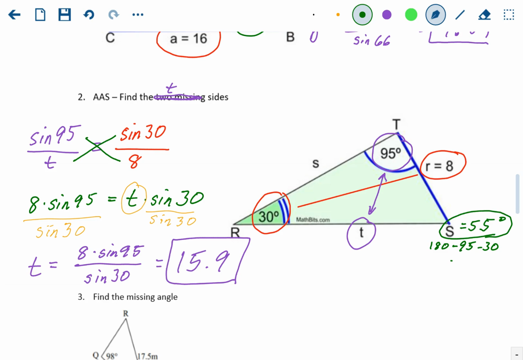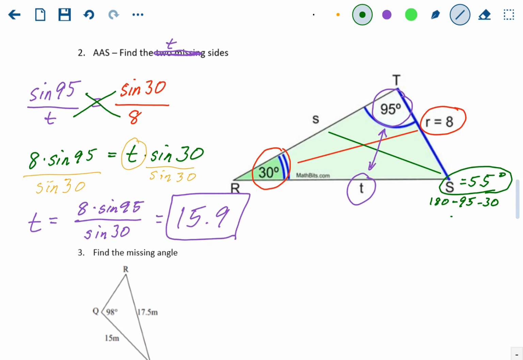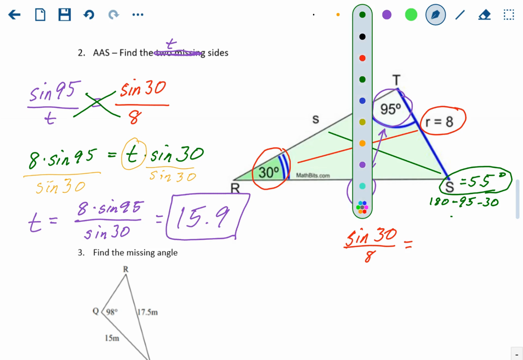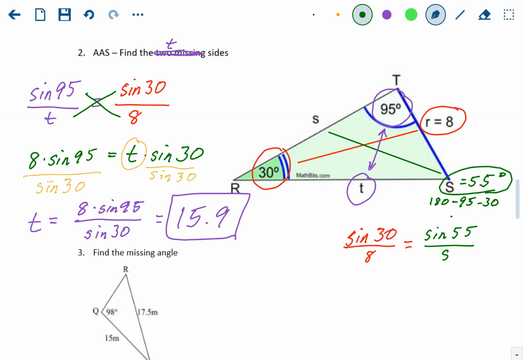And I won't solve it, but I will set it up. If you wanted to find what side S was, now that we know what angle S is, the ratio we're going to use again is that exact same one that we knew, sine 30 over 8. That was given to us in the problem. So we know that ratio is going to stay constant because that's what the law of sines states. So we're going to have sine 30 over 8, the exact same thing we had in the last part, finding t. But now we're going to use sine of angle S, which is 55 degrees, divided by side S. And then it would be the same thing to solve: cross multiply, divide, figure out what S is.